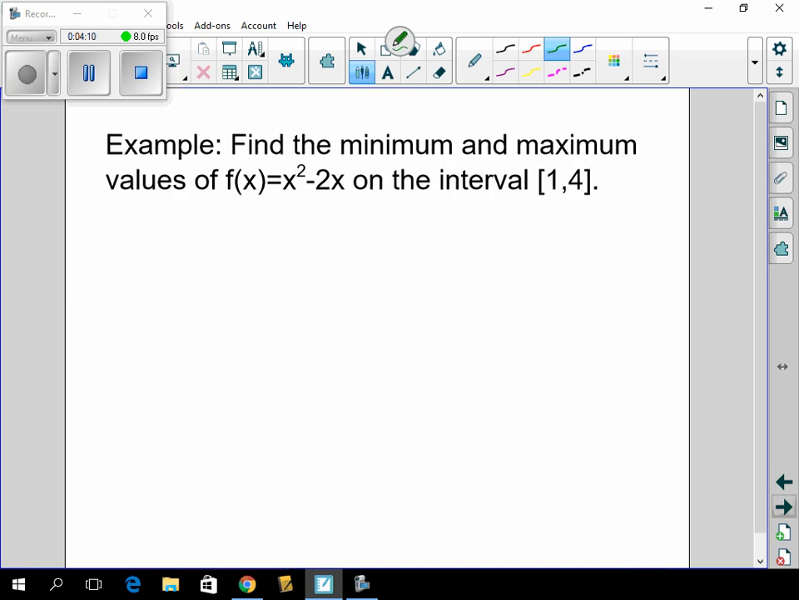So in this example, we're asked to find the minimum and maximum values of this function f of x equals x squared minus 2x on the interval 1 to 4. And so basically what I'm going to do is look at the derivative. So my derivative is 2x minus 2, and I'm going to look at where that's equal to 0. And so I see I can factor out a 2.